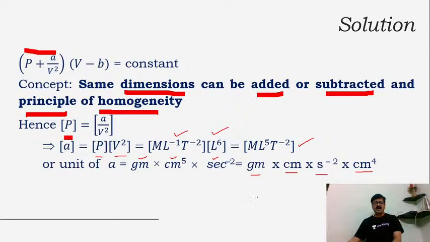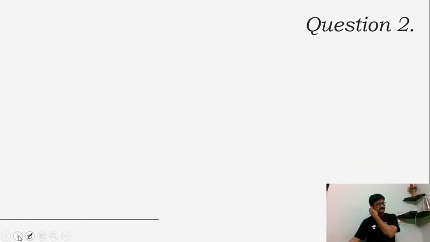Now, what is gram centimeter per second square? It is the unit of force, that is, in CGS system force is measured in dyne. So hence that is equal to dyne centimeter raised to 4. Okay, so this is what we have as our answer here. Okay, I hope it is clear. Now let's progress with next question. Now question number 2 here.